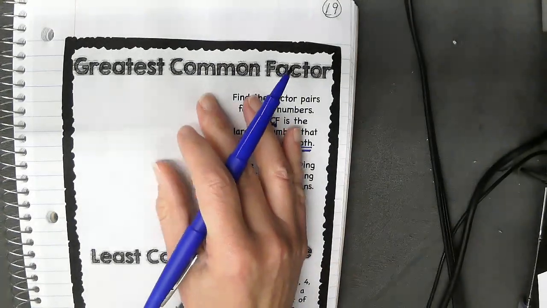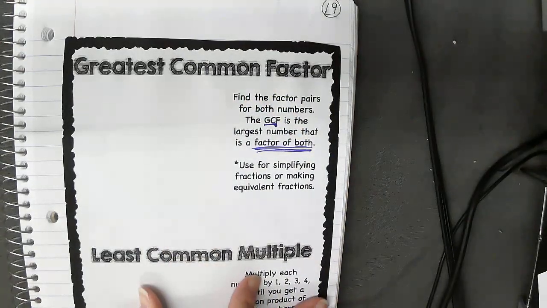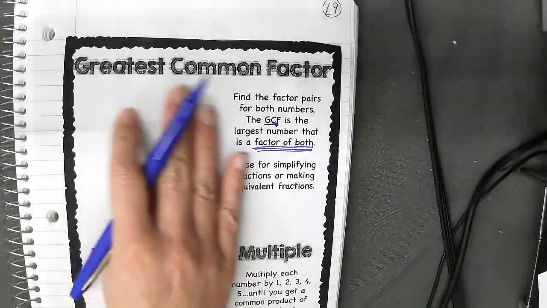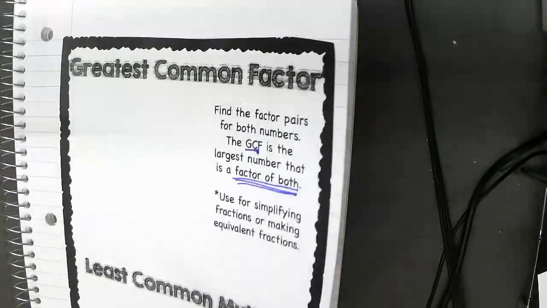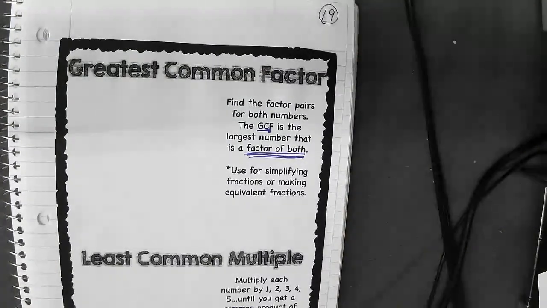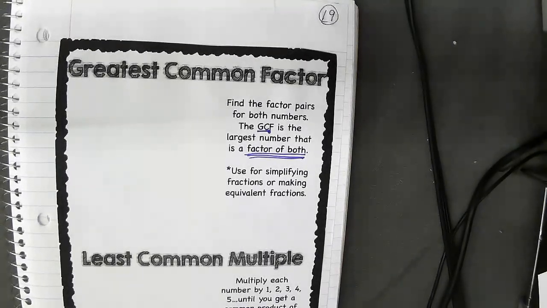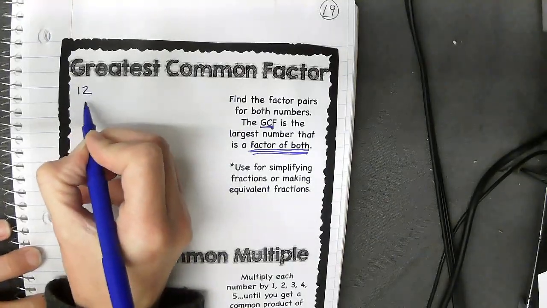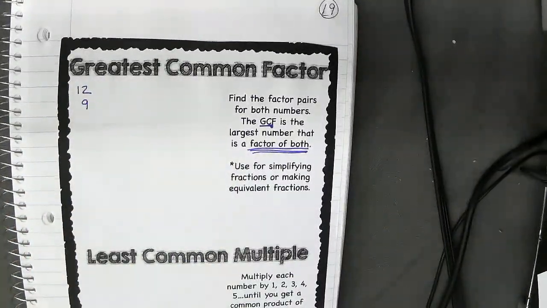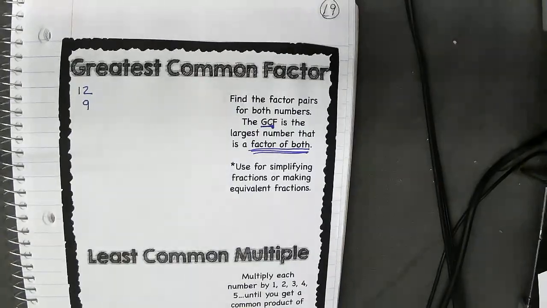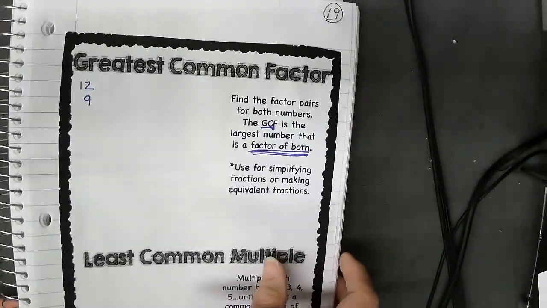So we're going to talk about the greatest common factor first, and then we're going to talk about the least common multiple. I'm going to show you two different ways to solve these problems. One particular way is going to be on this page 19, and the other way will be on page 20 in just a second. All right, we're going to look for the greatest common factor in the numbers 12 and 9. Don't use all the space for these two numbers because we're going to do this twice with a couple different numbers so that you can understand how to do this.